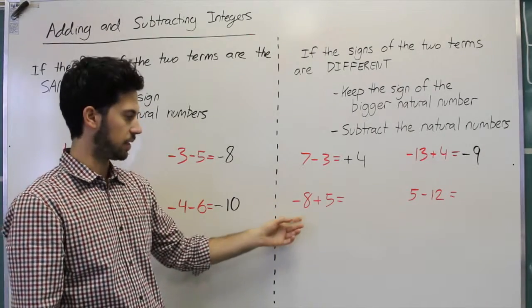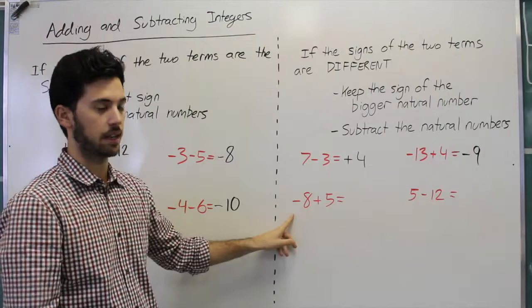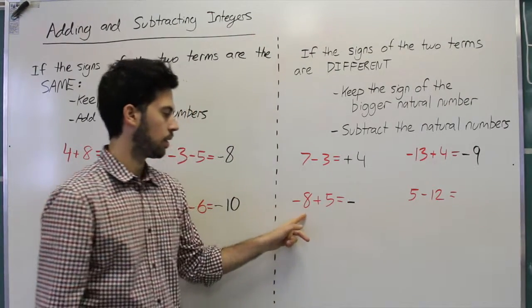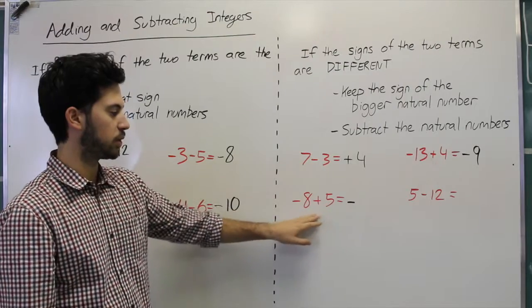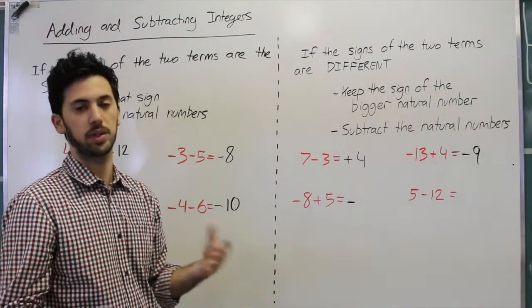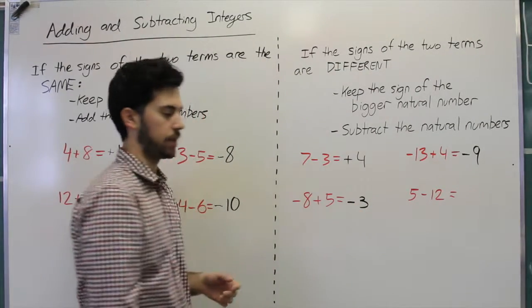Again, same process. Which is bigger, an 8 or a 5? Well, 8 is, and it's negative, so the answer is going to be negative. And now, simply, what's the difference between an 8 and a 5 in positive natural terms? The difference between 8 and 5 is 3. So the answer here is negative 3.